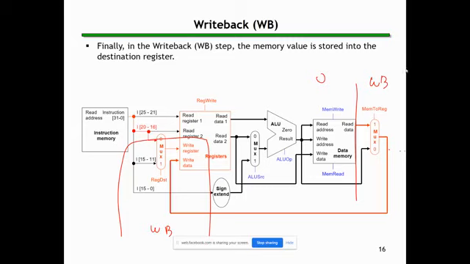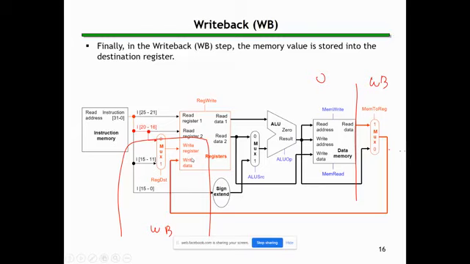In the write back step, the memory value is stored into the destination register. In WB we get the memory value, and then we take that value here to this part to get it stored in the destination registers. Okay, so these are the destination registers, and these are the source registers.